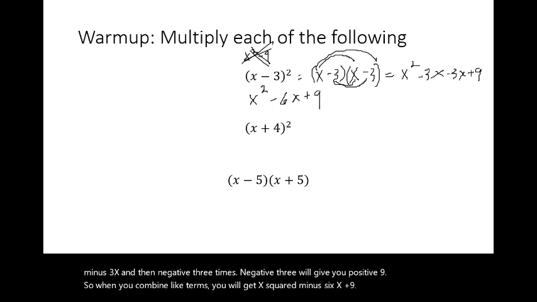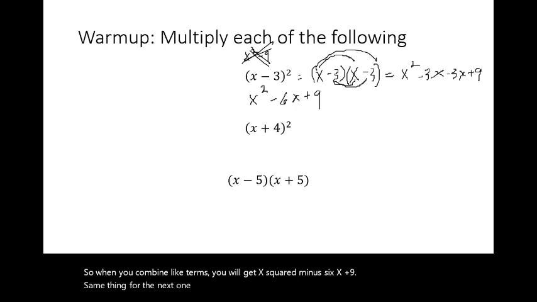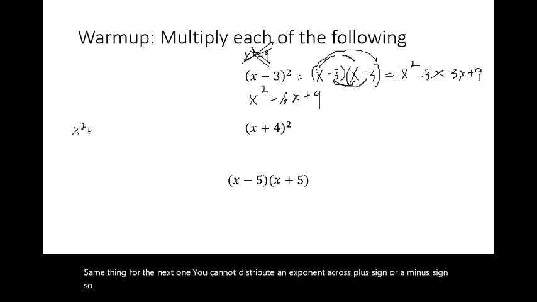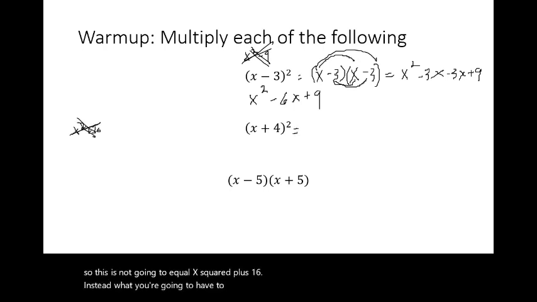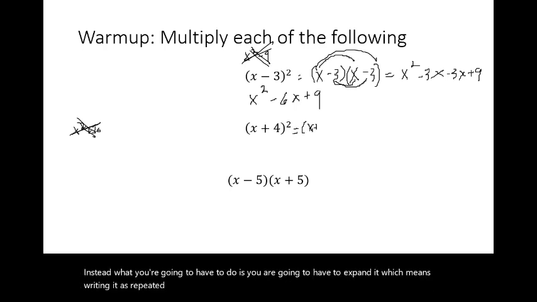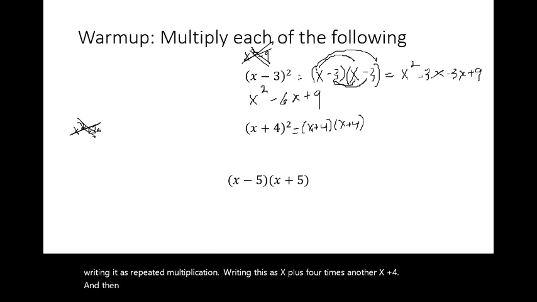Same thing for the next one. You cannot distribute an exponent across a plus sign or a minus sign. So this is not going to equal x squared plus 16. Instead, you're going to have to expand it, which means writing it as repeated multiplication, writing this as x plus 4 times another x plus 4, and then finishing multiplying using distribution.